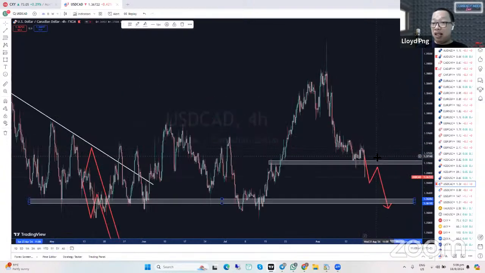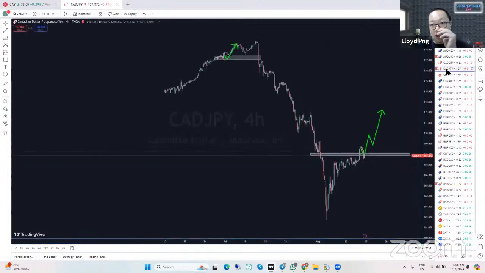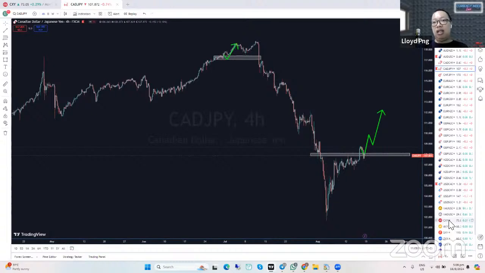So top of my list will be dollar CAD. Either wait for consolidation or a retracement, and it will be great to go in. Next on my list, I'll be trading CAD yen. Again, in my ranking, CAD is at the top of the list, so I'll be buying it.